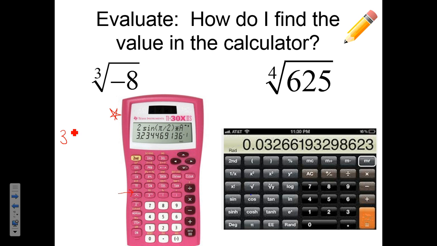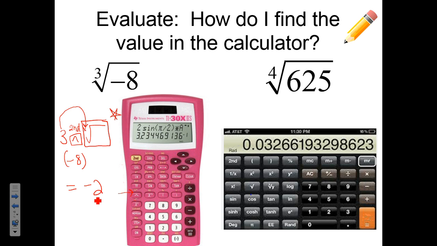So I would hit second caret, and that's going to give you this symbol right here, x root. So what this tells the calculator to do is to put the 3 in for the index. And then you would type in -8 in parentheses. Now, because this is a cube root, you can take the cube root of a negative number. You can't take the square root of a negative number, but you can a cube root. And when you put that in your calculator, you should get -2.